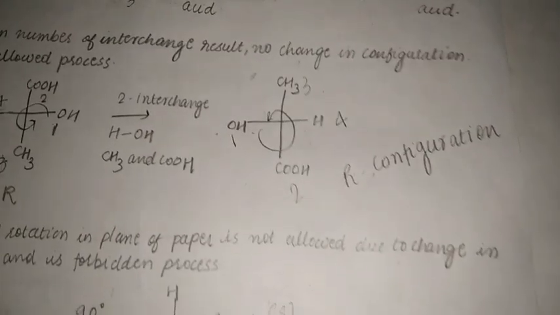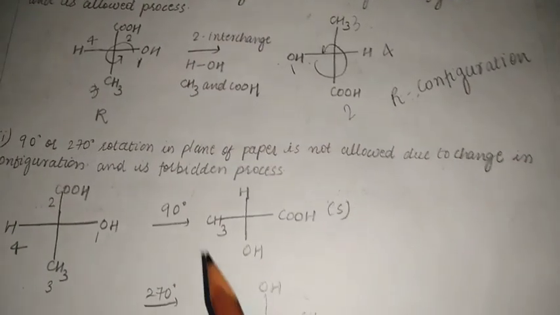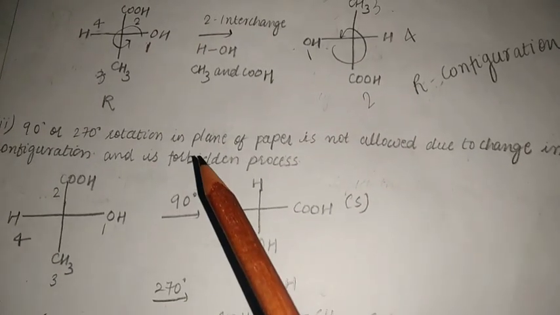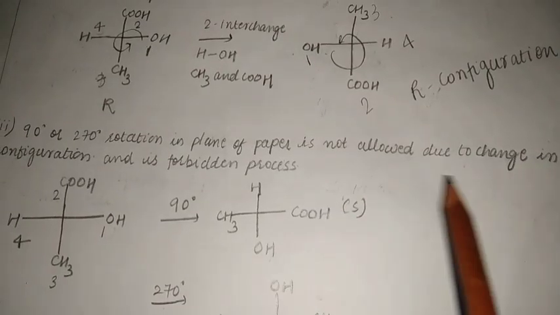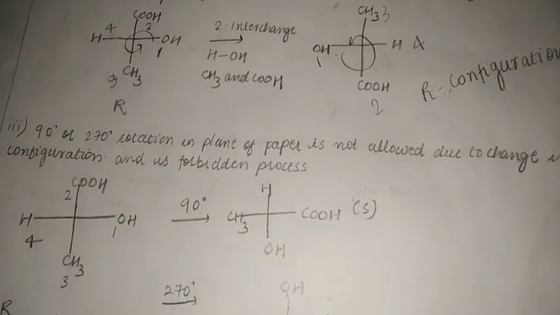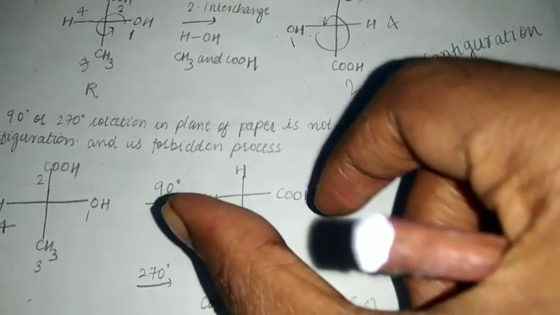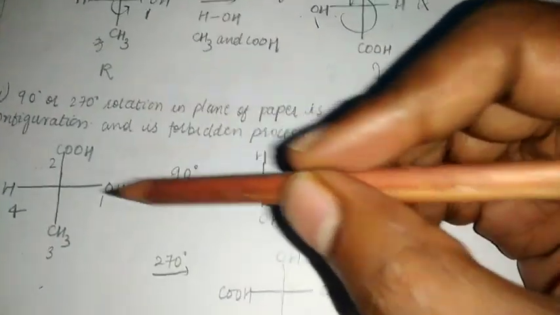Now let's move to the third condition. The third condition states that 90° or 270° rotation in plane of paper is not allowed due to change in configuration. Okay, now let's see this condition. If I am rotating it by 90°, I will be rotating it in clockwise direction, and the entire molecule will be reversed in clockwise direction. Similarly, if I rotate this by 270°, the entire molecule will be reversed in anti-clockwise direction.